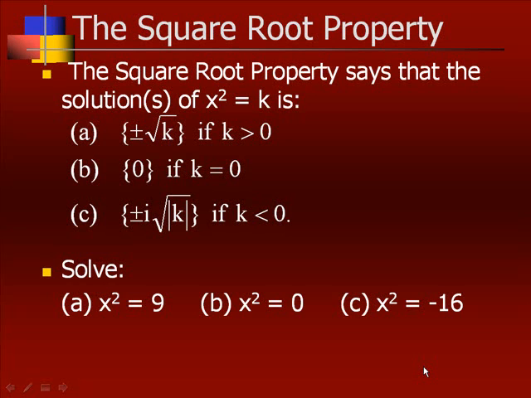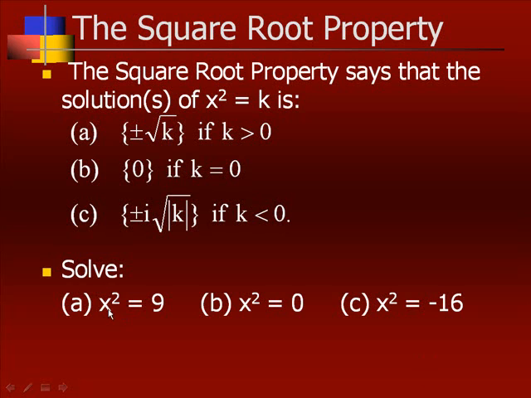The square root property says that the solutions to the equation x squared equals k are x equals positive or negative the square root of k if k is greater than 0. It's equal to just 0 if k is equal to 0, and it's equal to positive and negative i times the square root of the absolute value of k if k is less than 0. Now, right below that, we give examples of each.